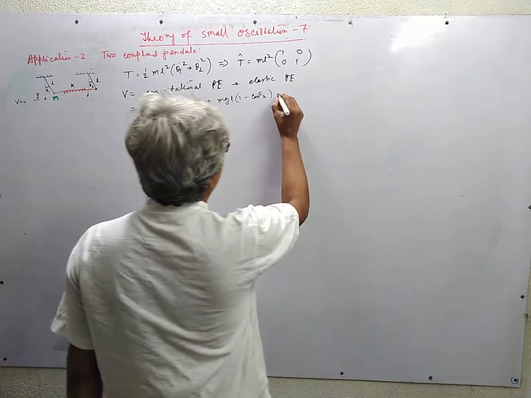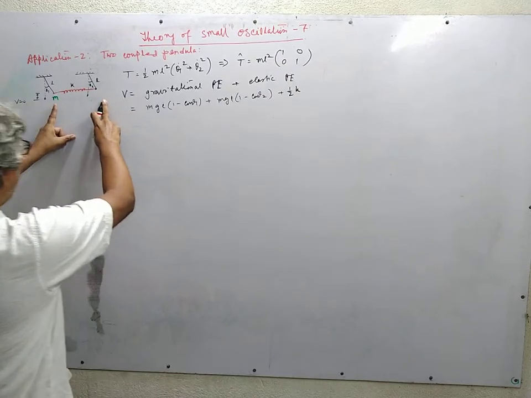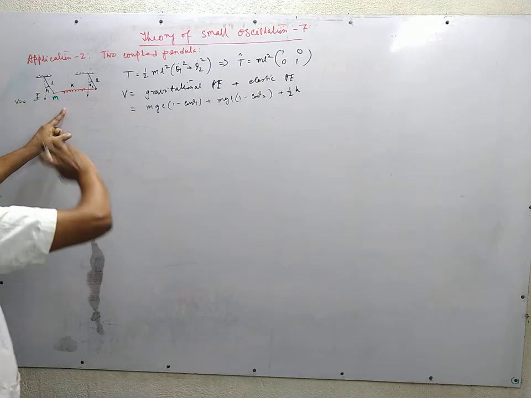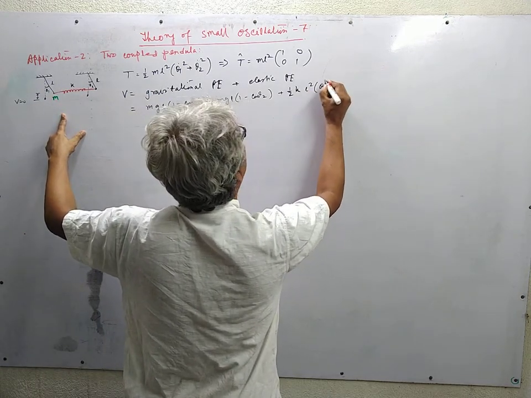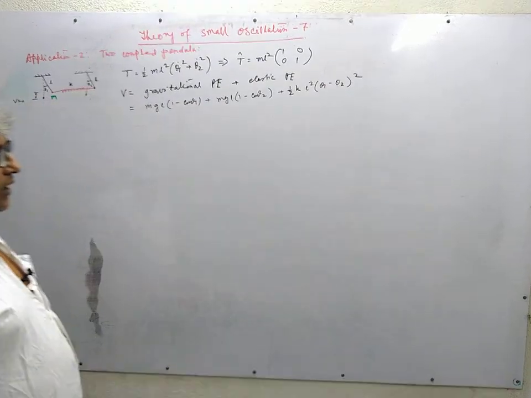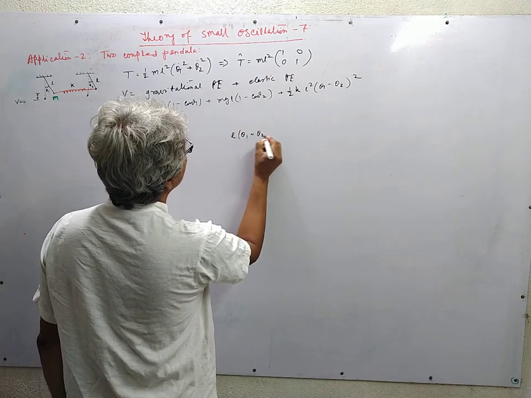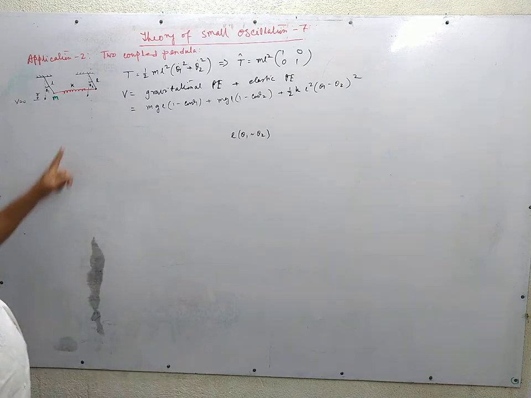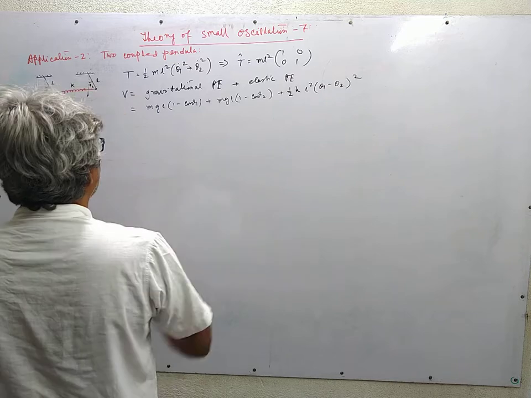And the elastic potential energy is half k into the compression or extension, which is L square (θ1 minus θ2) whole square. This is the elongation: L times the difference θ1 minus θ2 is the change in length of the spring from its equilibrium position. So this is the potential energy.